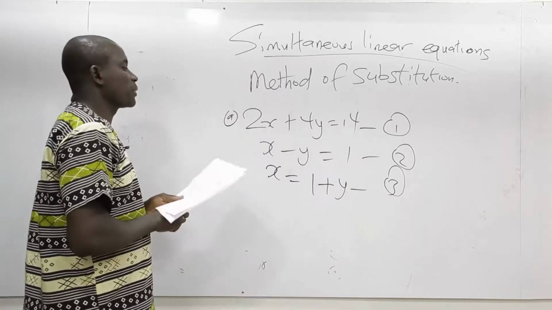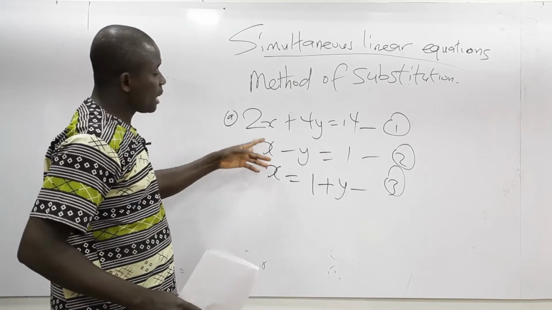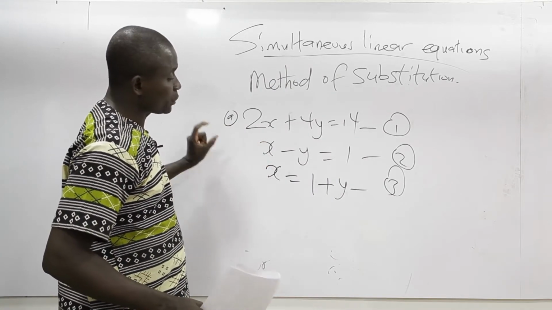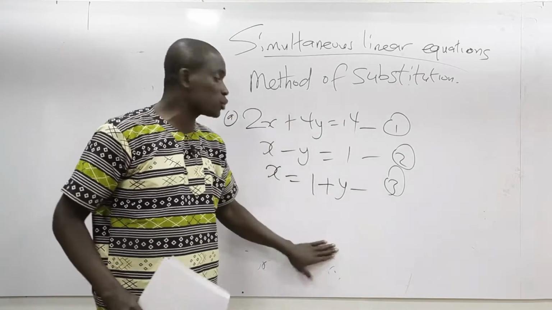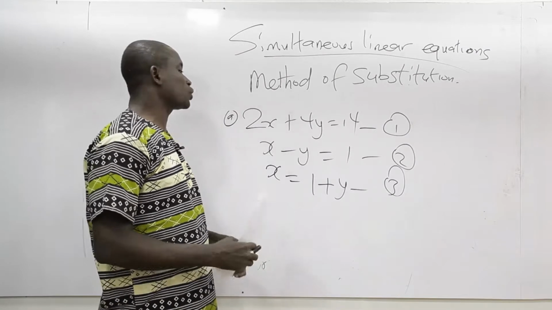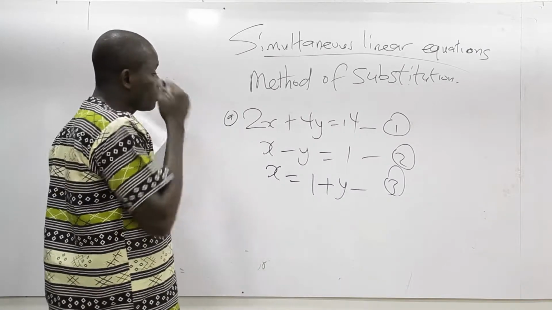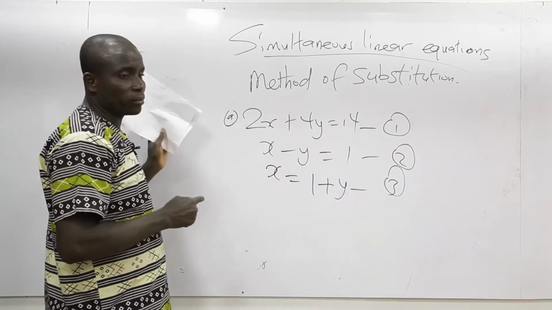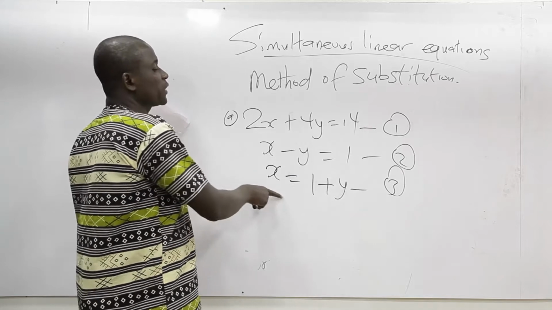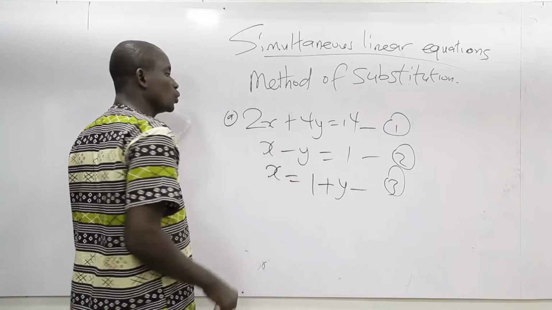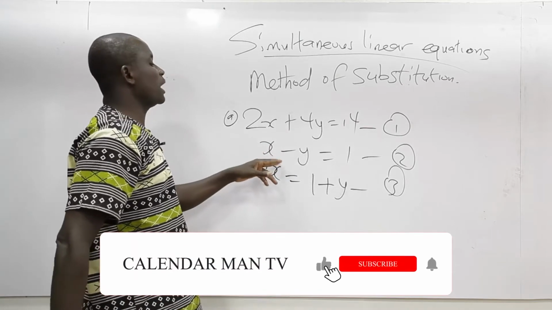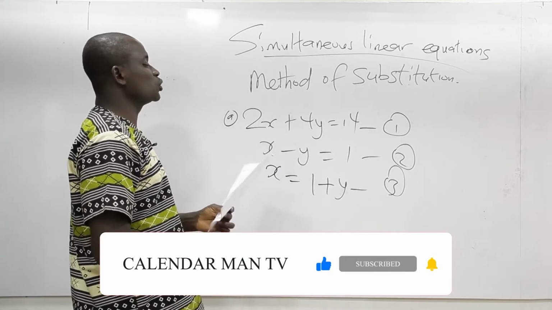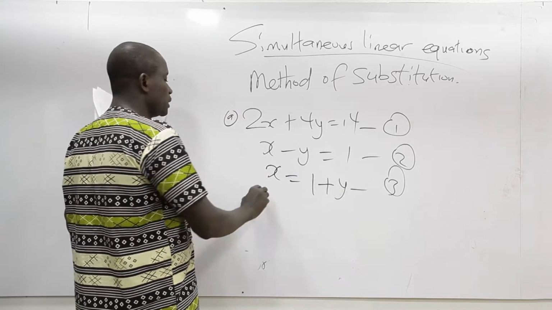I'm repeating. I make x the subject, a change of subject. x is equal to 1, then the y crosses, it becomes plus y, so 1 plus y. Now, where did we form equation 3 from? We formed equation 3 from equation 2. So since we formed it from equation 2, we are no more going to put it back into equation 2, but rather put it into equation 1.